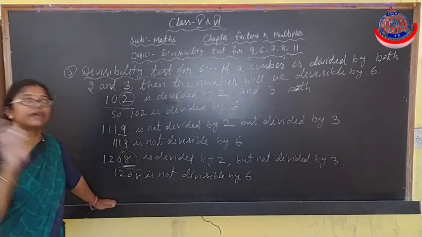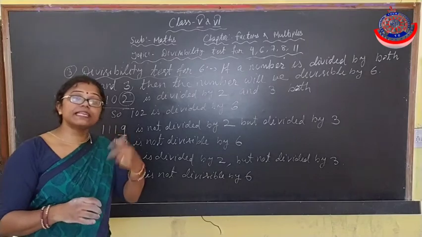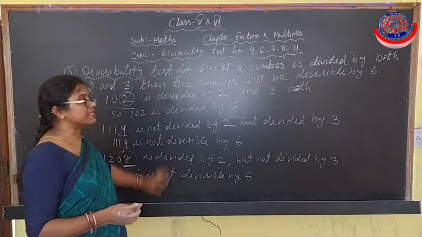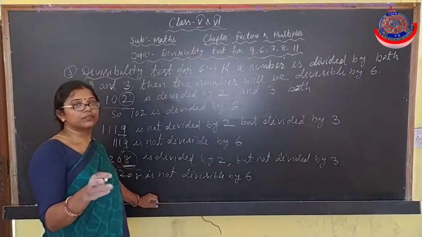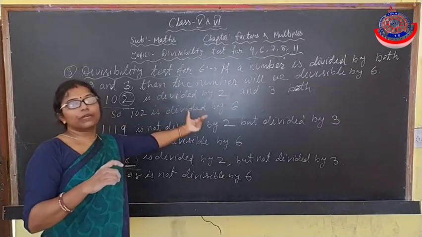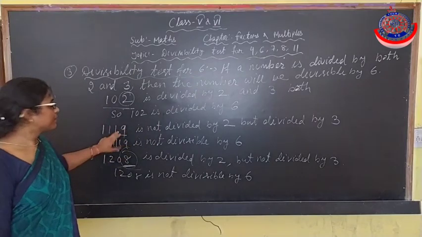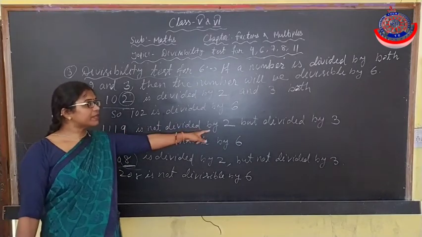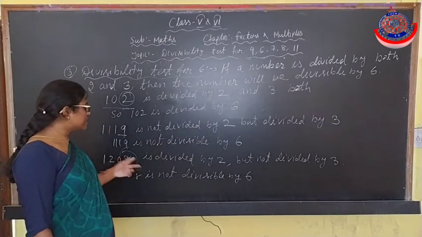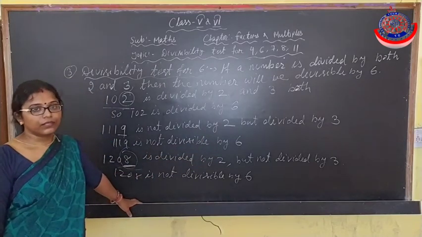What is the rule for 6? It should be divisible by both 2 and 3. If it is divisible by either 2 or 3 only, then it is not divisible by 6. It should be divisible by both numbers, both 2 and 3. In the first case, we have seen the number is divisible by both 2 and 3, so it is divisible by 6. In the second case, it is divisible by 3 but not divisible by 2, so it is not divisible by 6. In the third case, it is divisible by 2 but not divisible by 3, so it is not divisible by 6. Clear now?